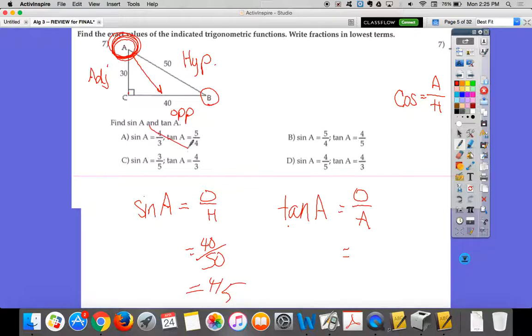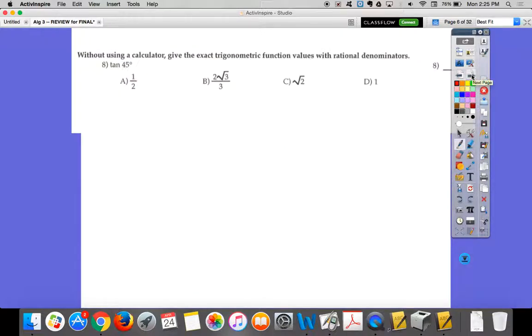So not this one, not this one. Oh look, we got the answer. Now if you just wanted to make sure, the opposite side is 40 and the adjacent side is 30, and yes, the zeros cancel and you've got 4/3. This thing works like a charm. Okay, go to number 8. Without using a calculator, give the exact trig function value with rational denominators. This means draw your pictures and use your special right triangles.